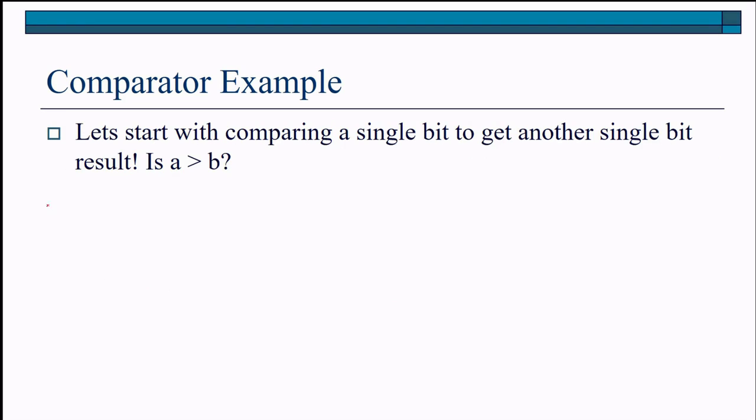To begin, we'll start with comparing one bit to another bit, so just a single bit comparison. And we check here to see if A is greater than B. So in our example, A and B are just single bit values. For example, 1 and 0. So here A is 1, B is 0. Is A greater than B? Yes, so the answer here is 1.